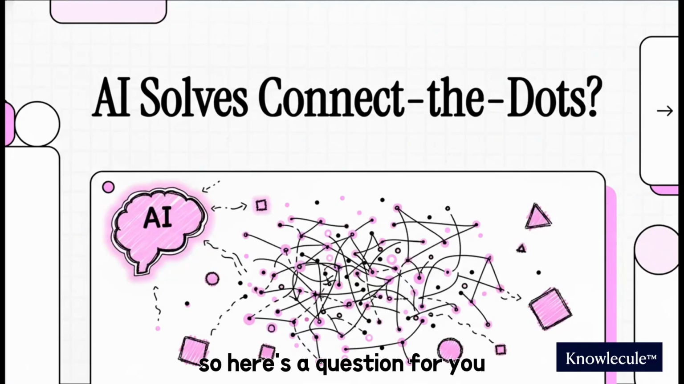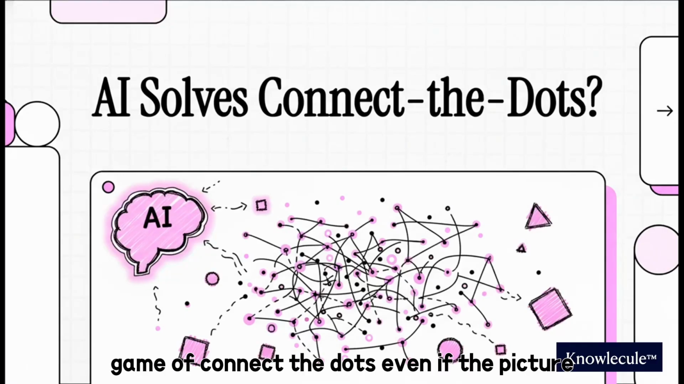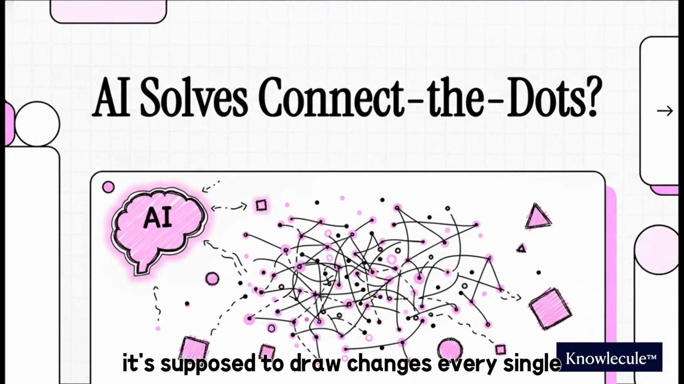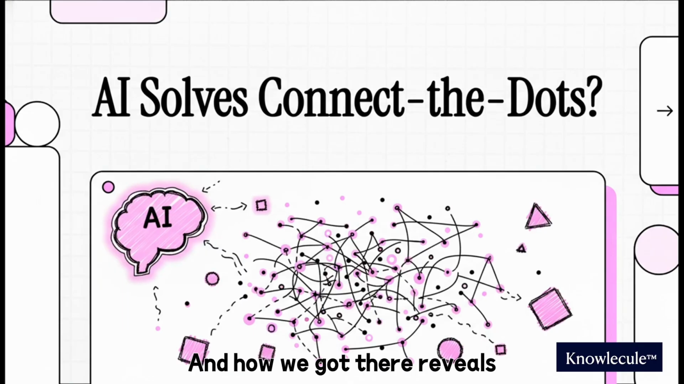Okay, so here's a question for you. Can we teach a computer to play the ultimate game of connect the dots, even if the picture it's supposed to draw changes every single time? Well, the answer is yes, and how we got there reveals this really clever trick that taught AI how to solve a whole new class of problems. So let's just dive right into the puzzle itself.